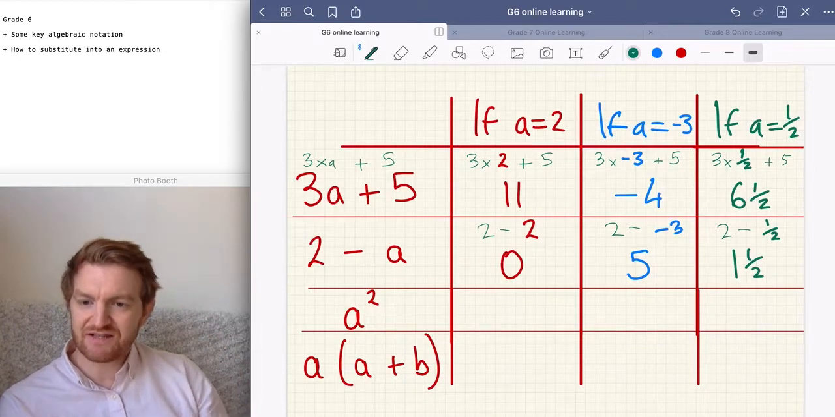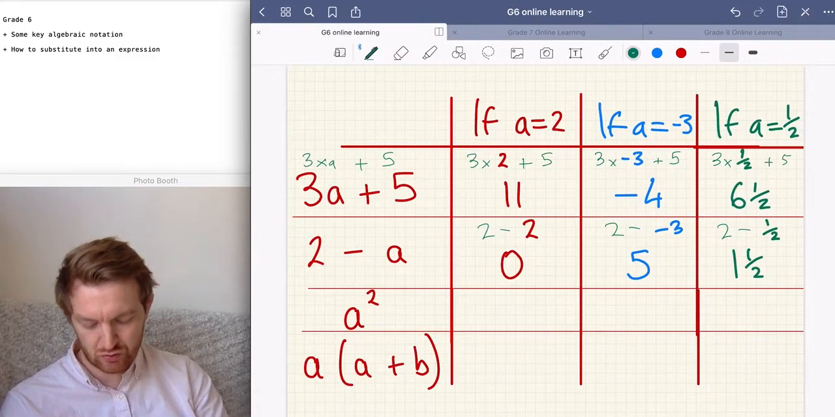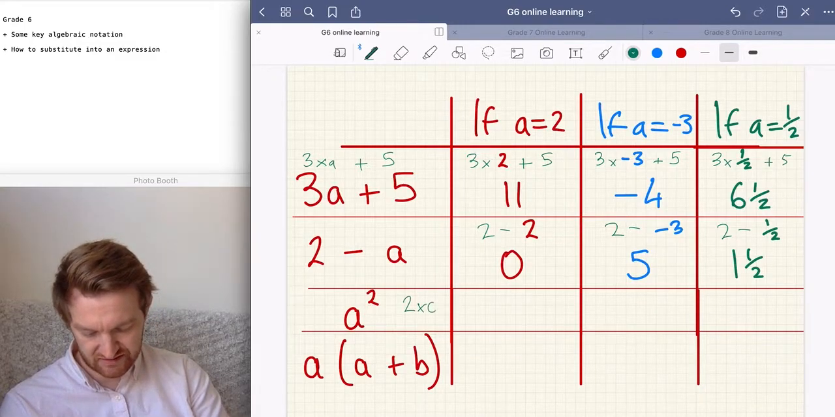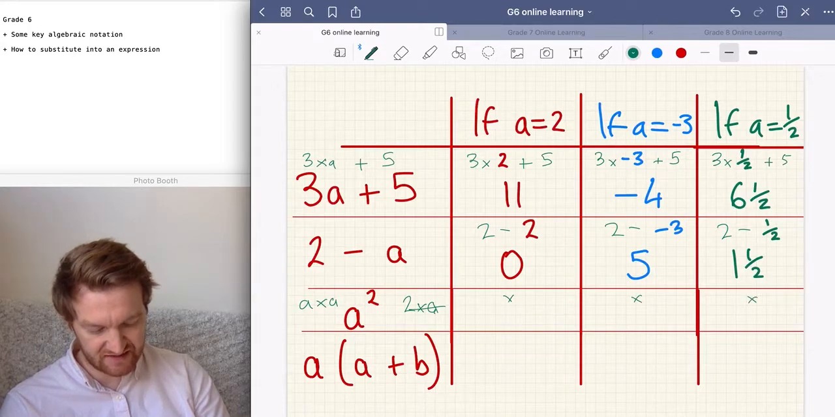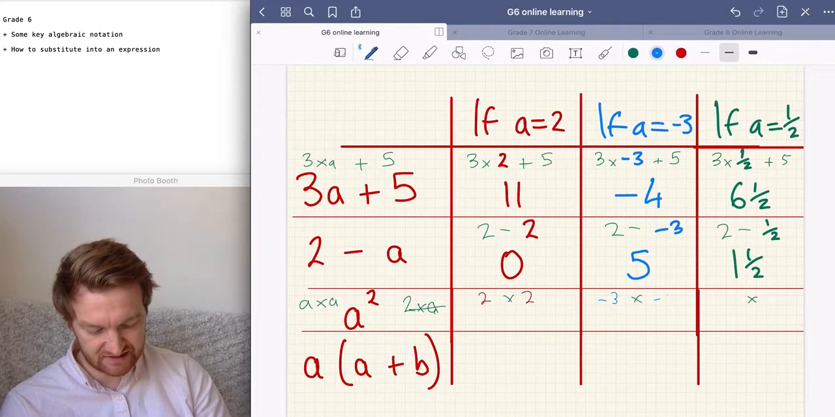Now when we have a squared, we've got to be very careful. Remember, it's multiply, not add. It's not 2 times a. That is not what it is. It's a times a. So we're timesing the same thing together twice. Here we're saying 2 times 2, here negative 3 times negative 3, and here a half times a half.